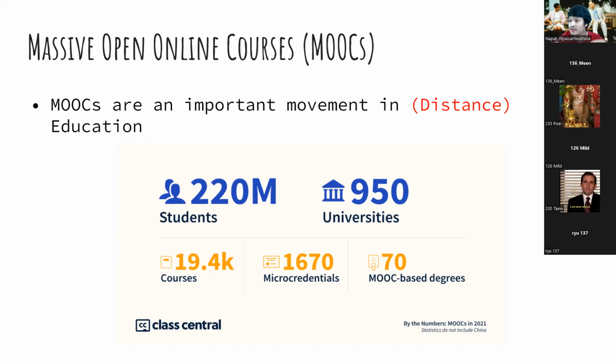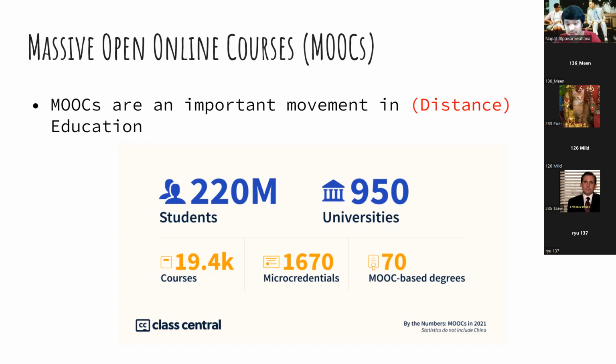And MOOCs are offered through 950 universities. So that's a lot, right? In the entire world, we perhaps have about, I don't know, 4,000 or 5,000 universities. 950 of them have MOOCs of their own. Silpakorn also has their own MOOCs. Okay? Not sure if you know it.